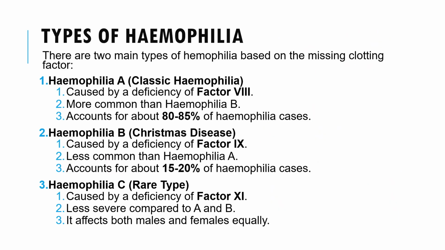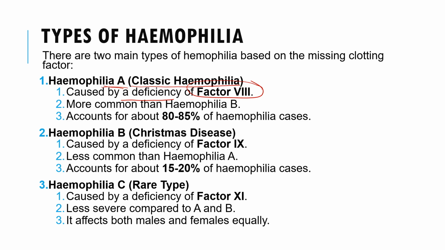Now we come to the types of hemophilia. There are mainly 13 clotting factors of blood, and the deficiency of certain factors causes hemophilia. So that is what is happening. Let us first move on to hemophilia A, which is also called classic hemophilia. It is caused by the deficiency of factor 8.